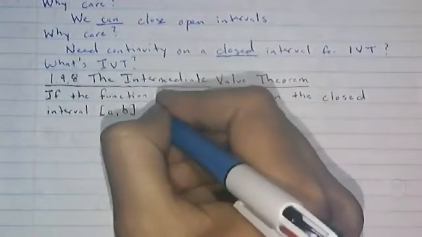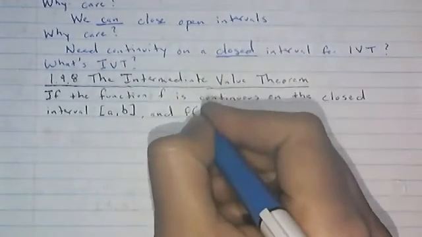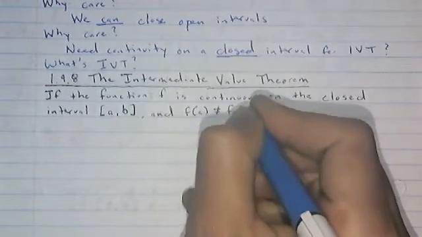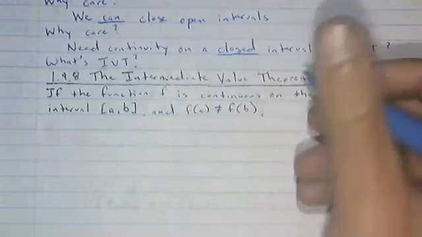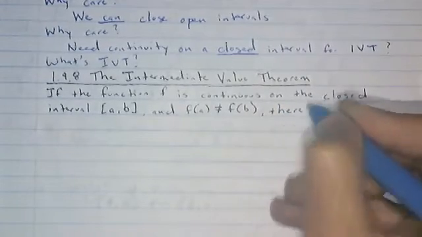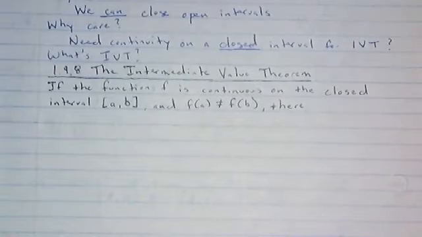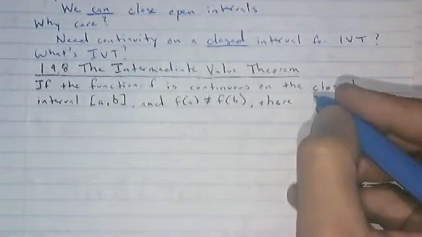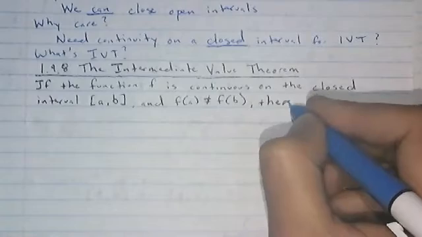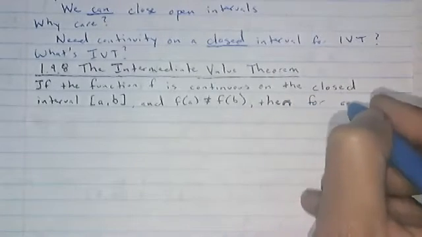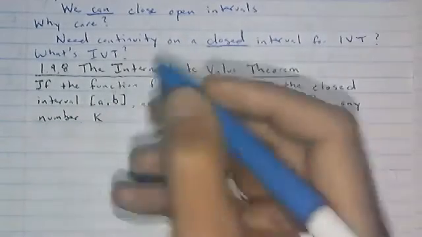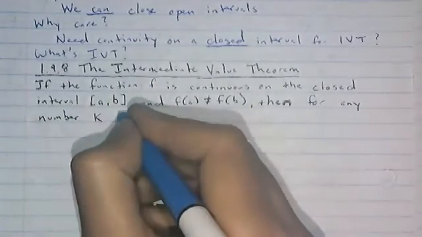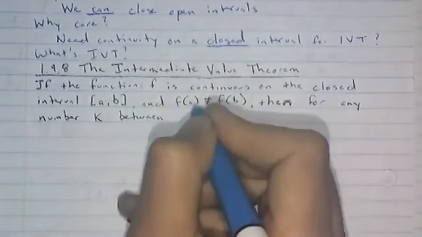And this is part of condition 1, that f of A is not equal to f of B. Then here's the second condition. It's kind of hidden, so I'll tease it out as we go. Then for any number k between those two values, which two values? F of A and F of B.